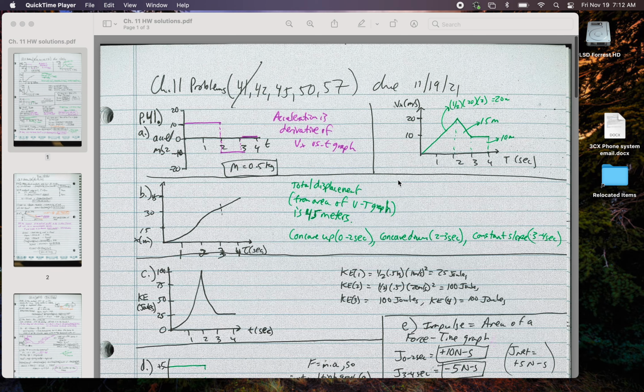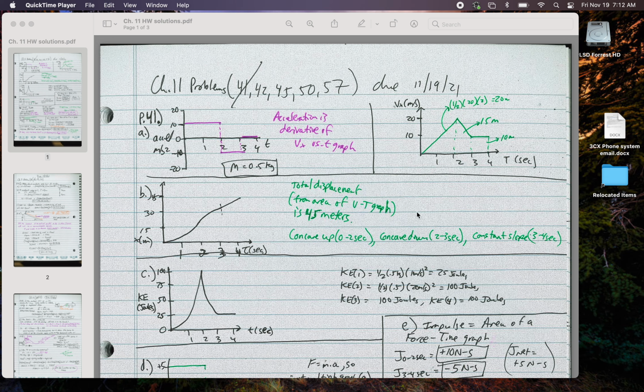Oh, hello. These are my solutions to the Chapter 11 homework problems. As you can tell, there's only 5 of them. There's not a ton, but they are pretty lengthy, so I want to make sure that I take the time to go over them.